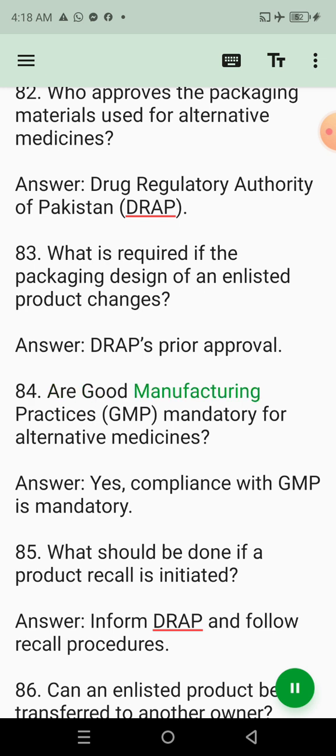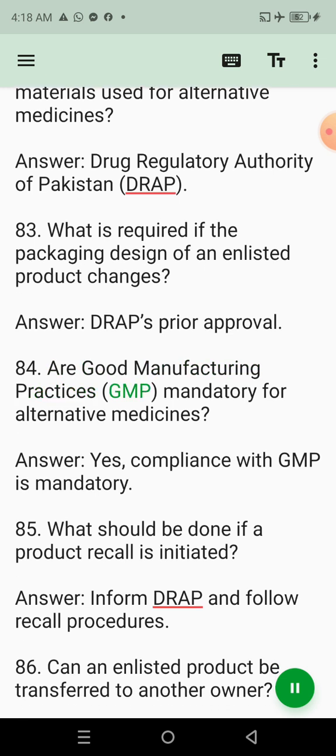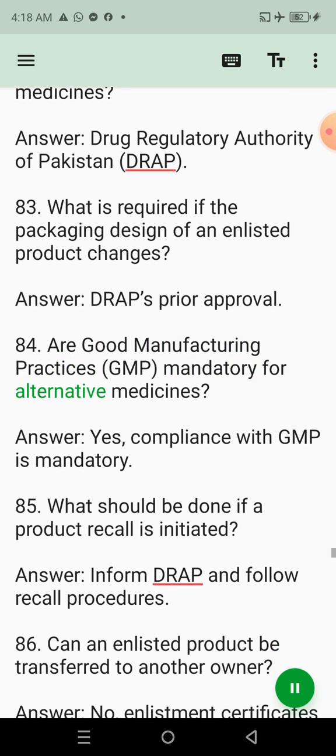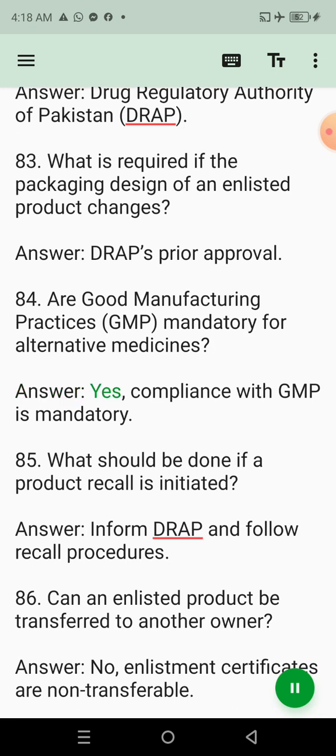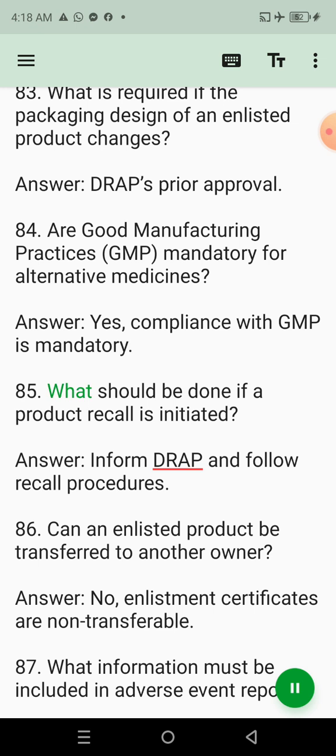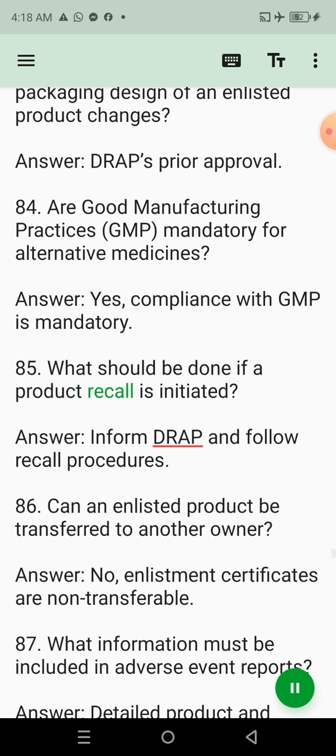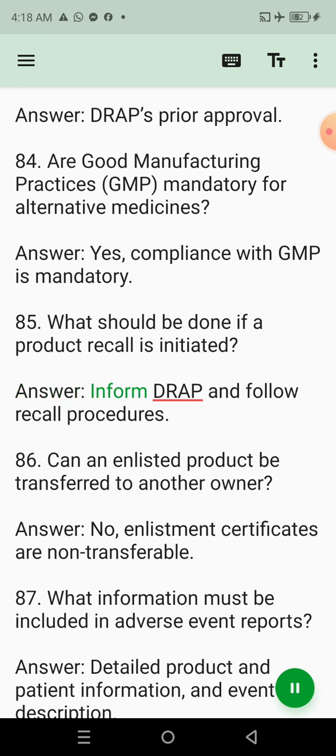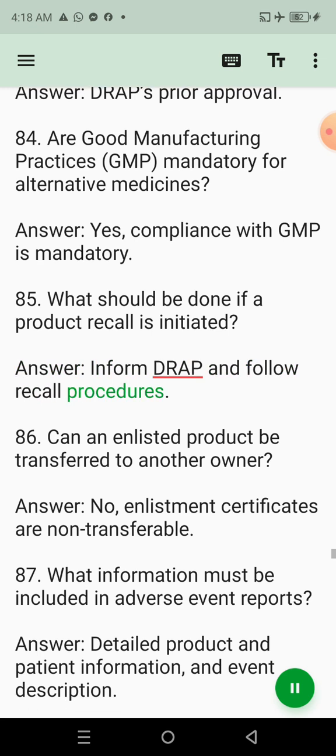84. Are good manufacturing practices (GMP) mandatory for alternative medicines? Answer: Yes, compliance with GMP is mandatory. 85. What should be done if a product recall is initiated? Answer: Inform DRAP and follow recall procedures.